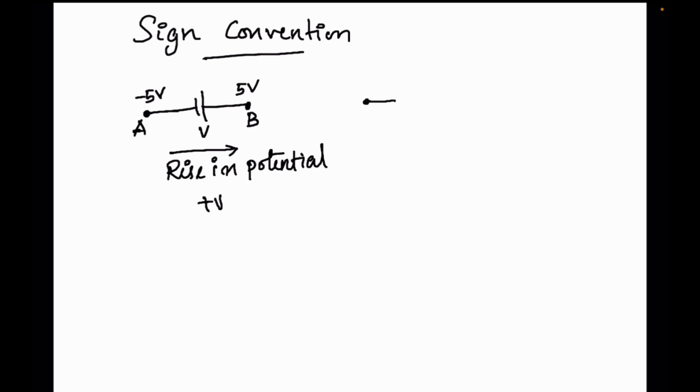Now consider the voltage source connected like this between the nodes A and B, whose value is V. So at node A, it will be having a plus voltage, positive voltage, and at node B, it will be having a negative voltage, or let it be 0 volt. Okay, so what happens as we move from A to B? There is a drop in potential.